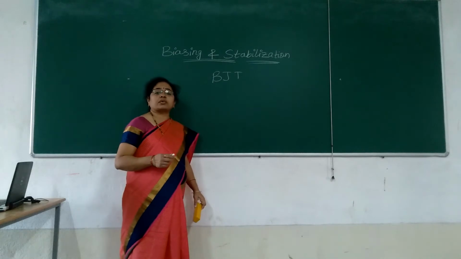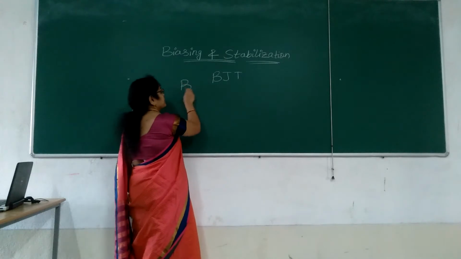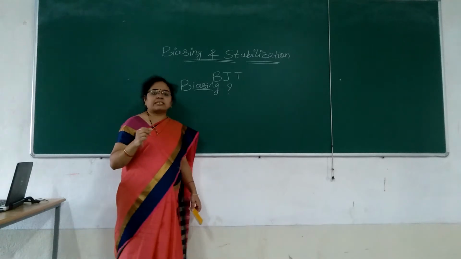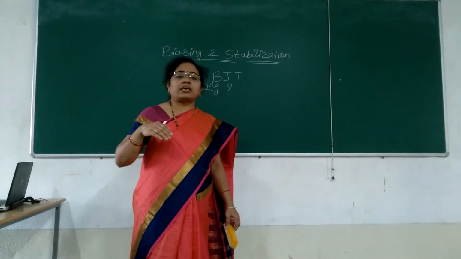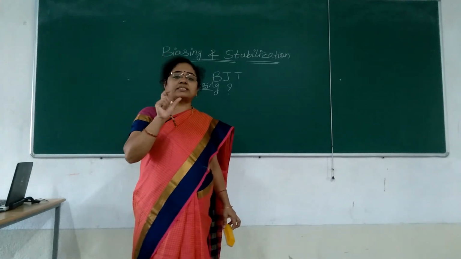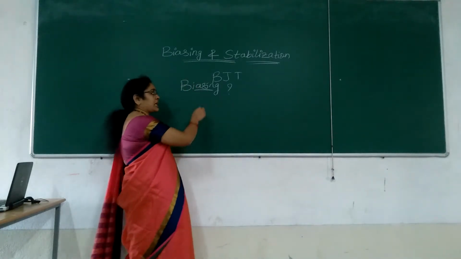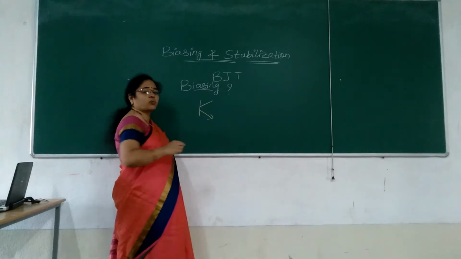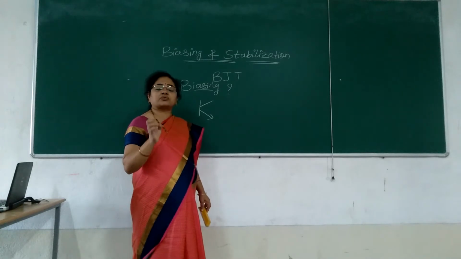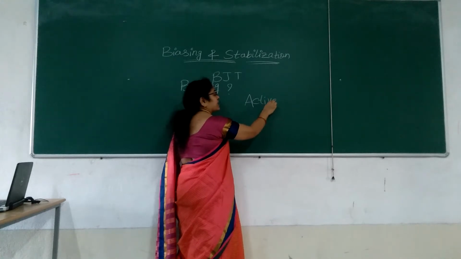First of all, we will see the definition of biasing. Biasing is a process of applying external voltage to the transistor circuit, applying an external supply so that it works properly. We know that a transistor has three terminals, and it works in three different regions of operation, namely active region, saturation region and cutoff region. Most of the applications we find in active region.